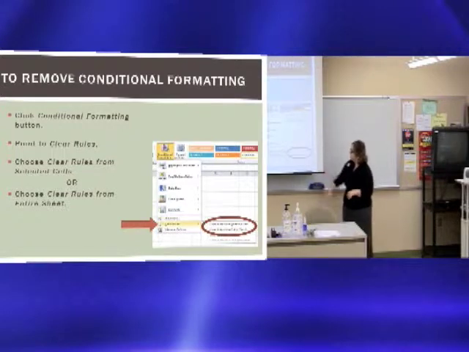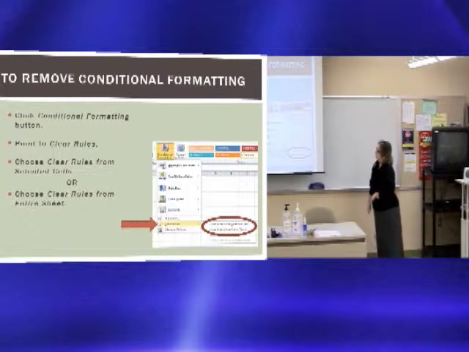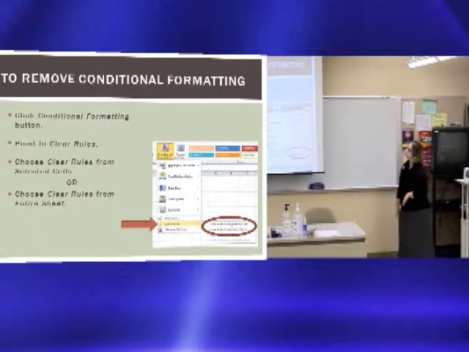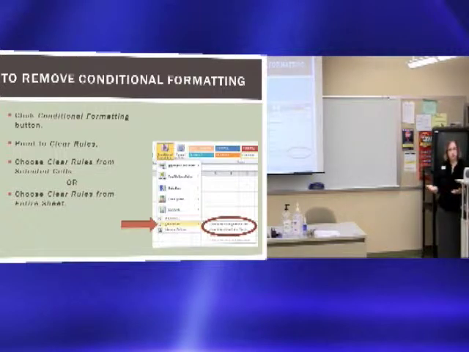There are a couple other options down here, but we don't have a pivot table in this one, so that was grayed out. You can't see it there. All right, comments on conditional formatting. Is that anything you think you can use?